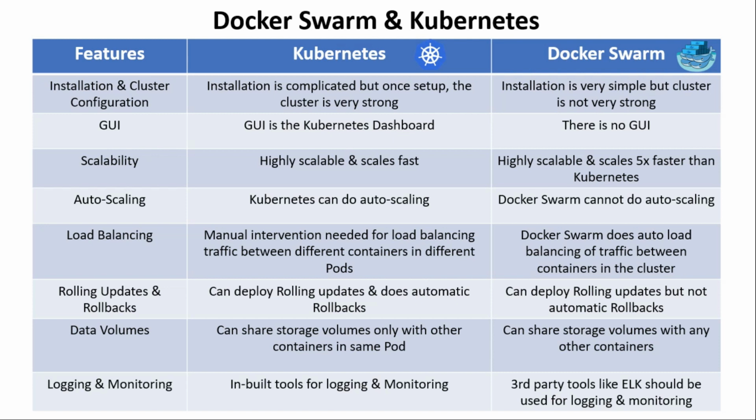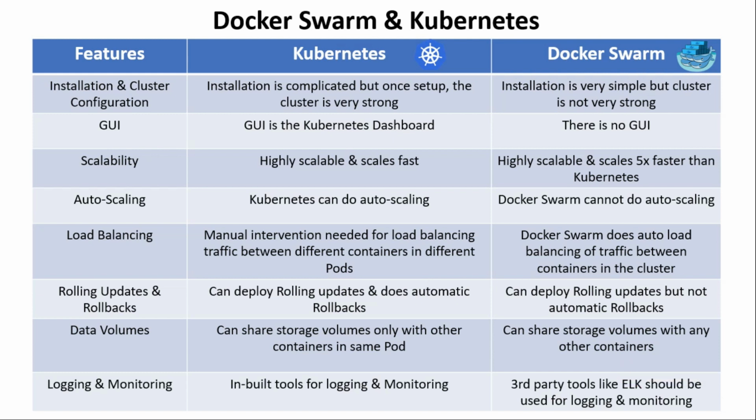Data volumes: in Kubernetes, containers can share a storage volume only with other containers in the same pod. If they are in different pods, they can't share their volume with containers in other pods. But in Docker Swarm, containers can share a storage volume with any other containers in their network.